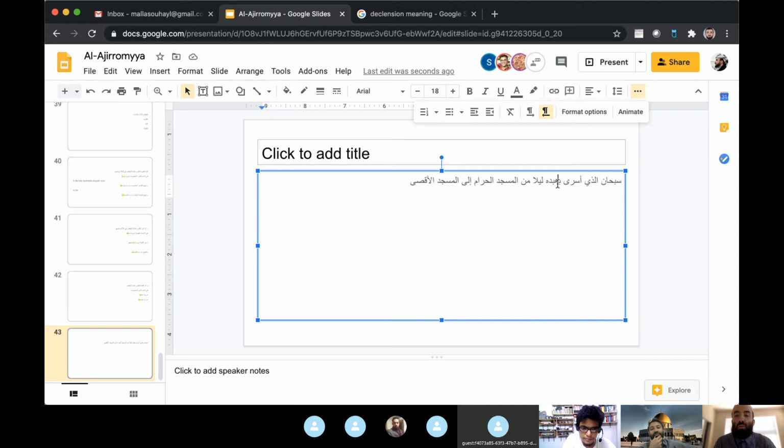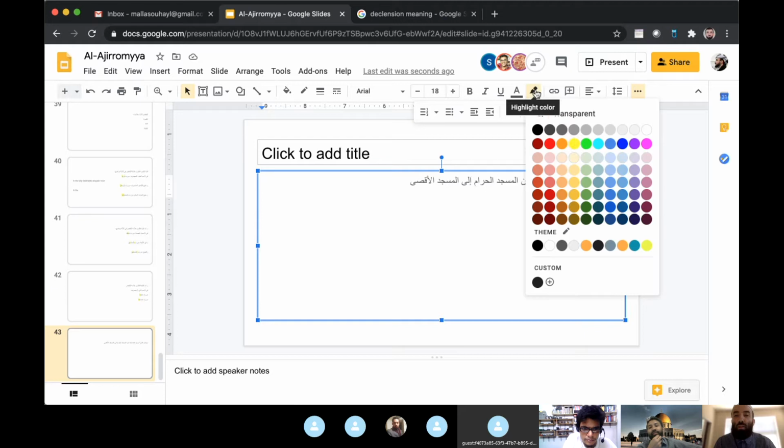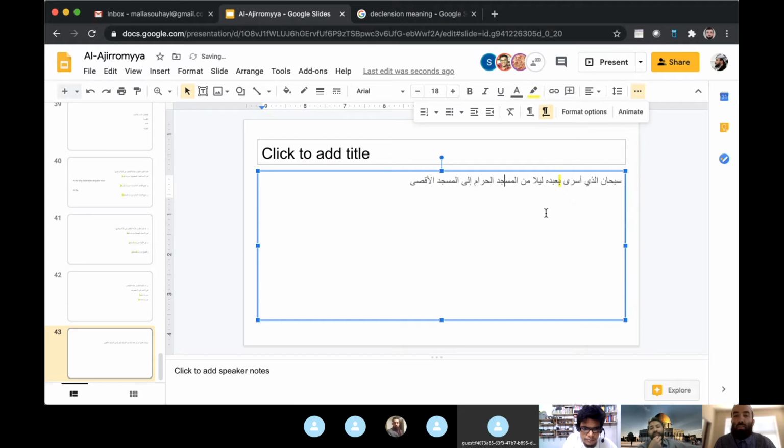Asra bi'abdihi. What do you see here? What is this that I have highlighted? What is this ba? The sign of khafad. Yes, you're right. It is one of the signs of khafad. It is a particle of khafad. So what diacritical mark should I give abd here?